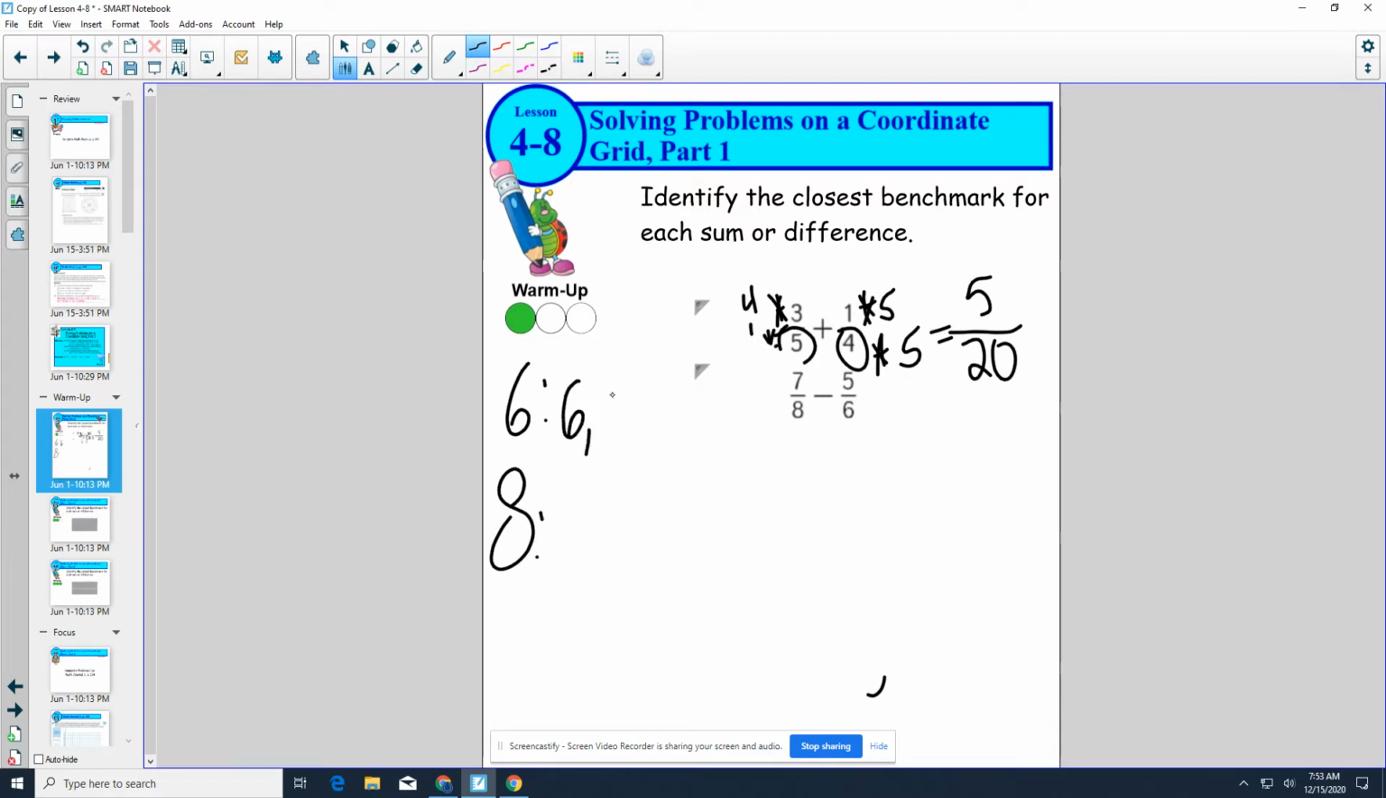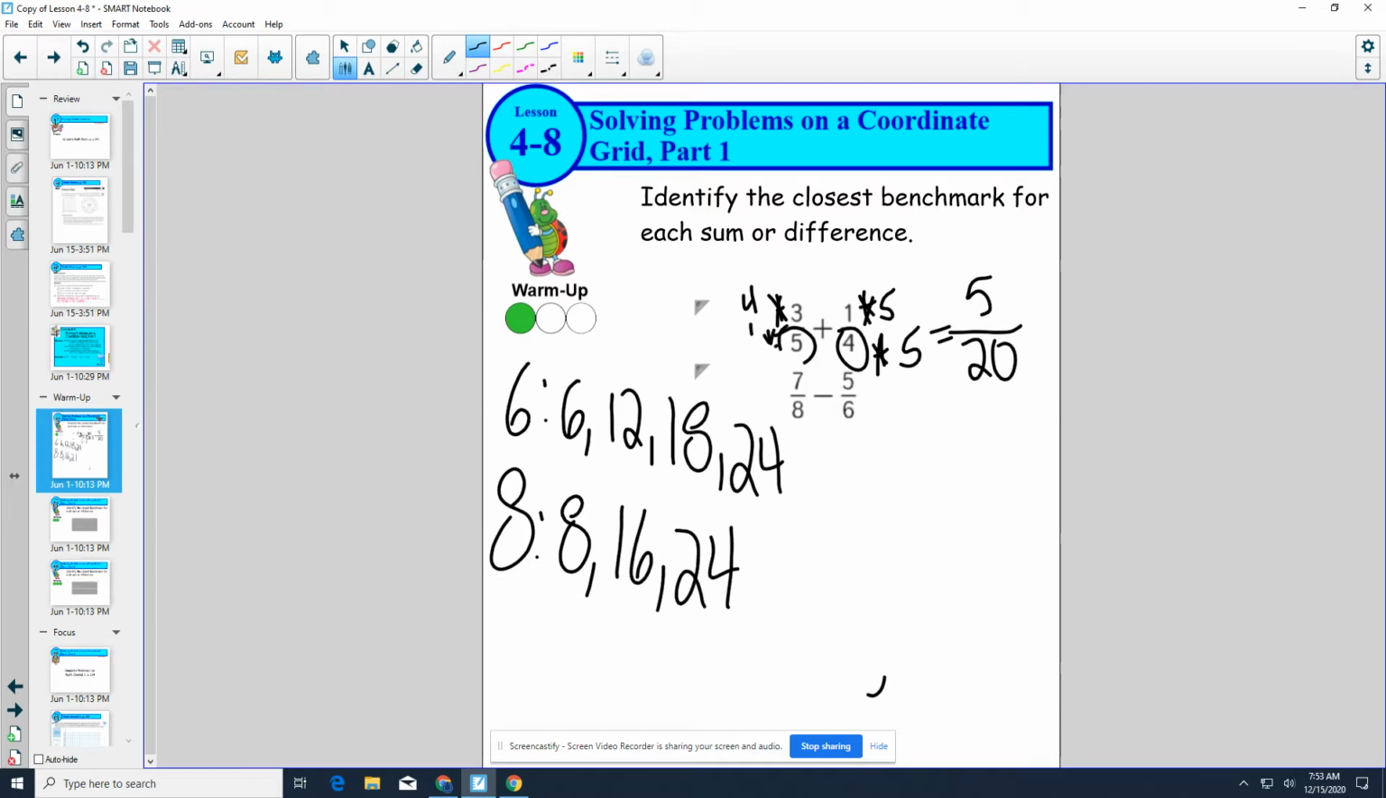So let's see, 6, 12, 18, 24. Let's see, I know 8, 16, 24. So that's my first match. So that's my least common multiple. So I know I need to make both of those out of 24. And I could do that by multiplying by 3 and by 3 on top, and over here by 4 on the top and the bottom.